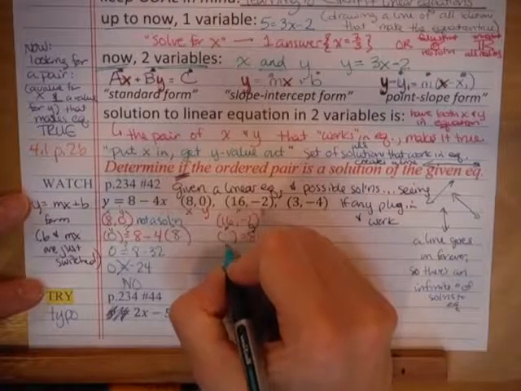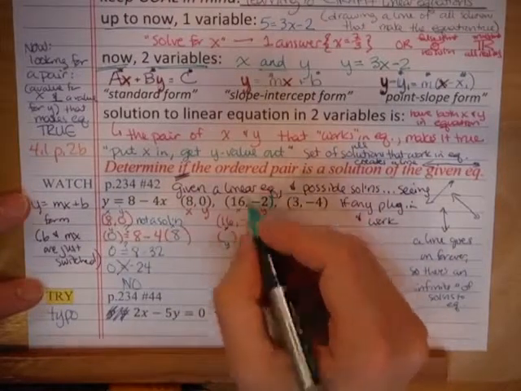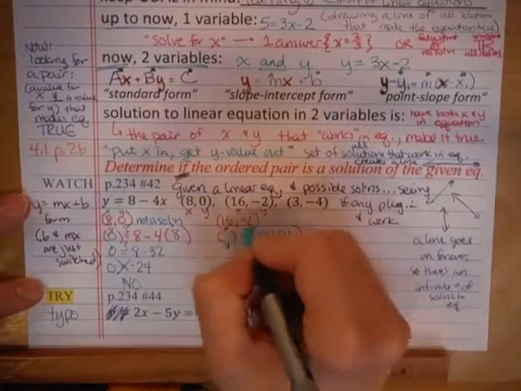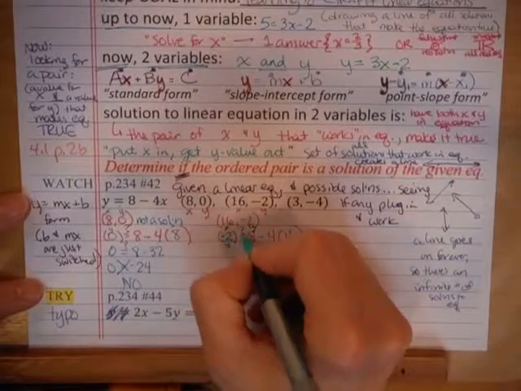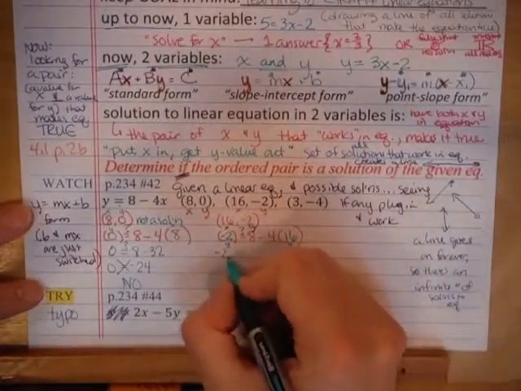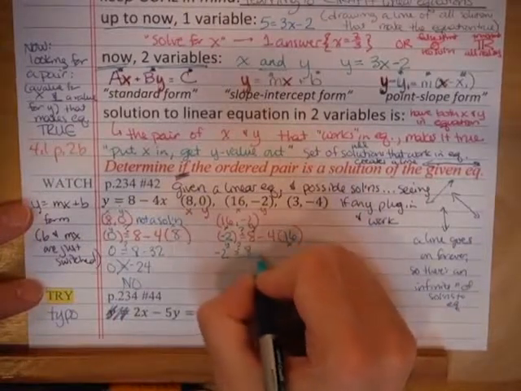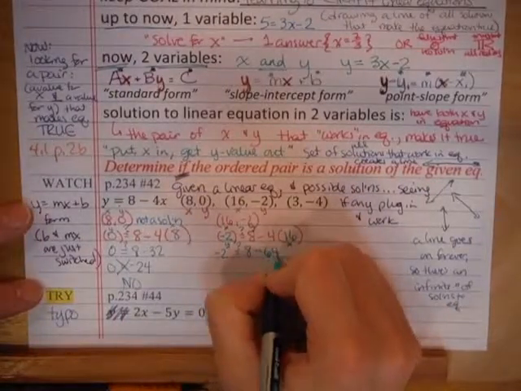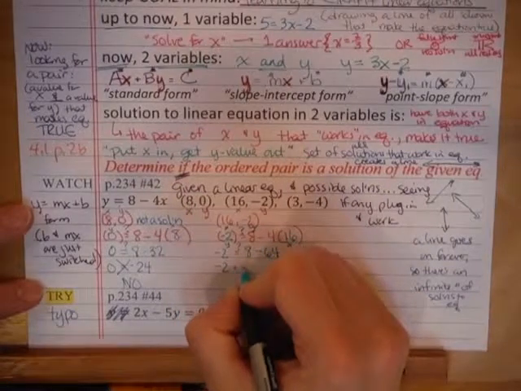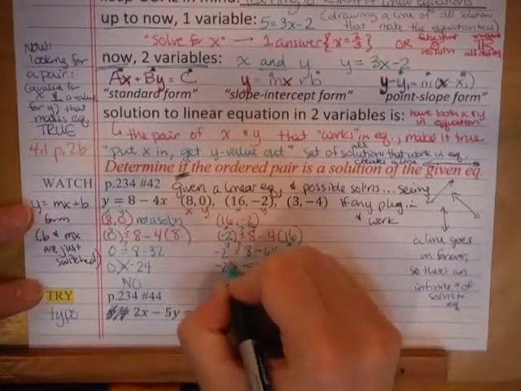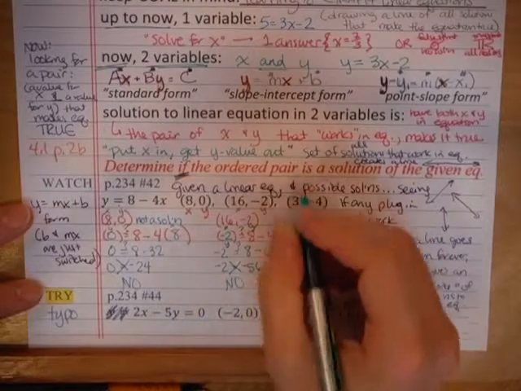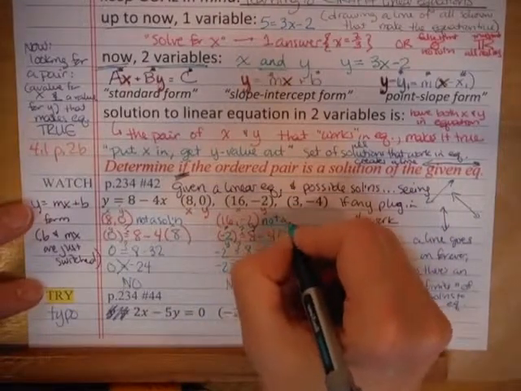My equation is y equals 8 minus 4x. So I'm going to plug in 16 for x and negative 2 for y. I'm going to see if this works. And I've got negative 2 on the left, and I've got 8 minus 4 times 16. That's going to be 8 minus 64. That's going to be negative 2 and negative 56. Those are not equal, so no, this is not a solution.